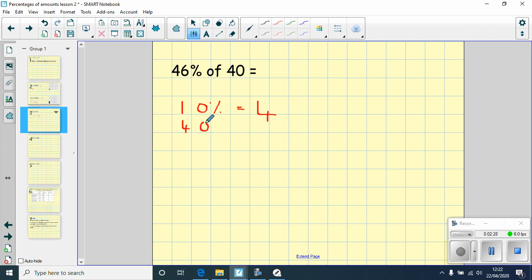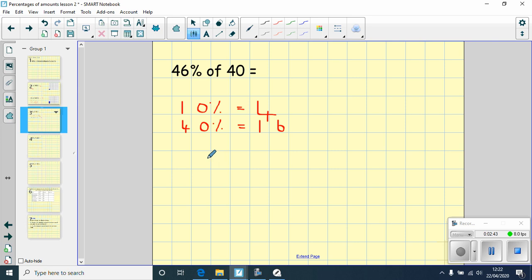So what have I done to get from 10% to 40%? Well, I've times that by 4. So that means I times this by 4. And 4 times 4 is 16. That's still not the answer yet because I want 46%.